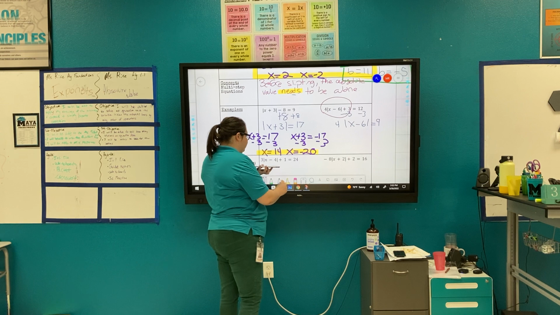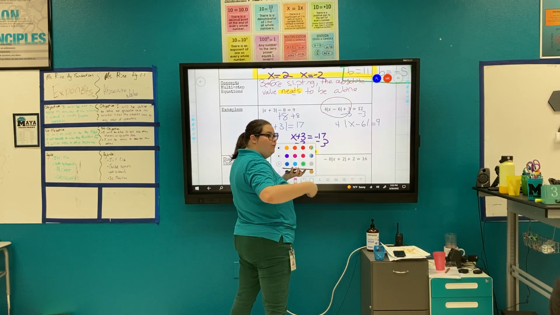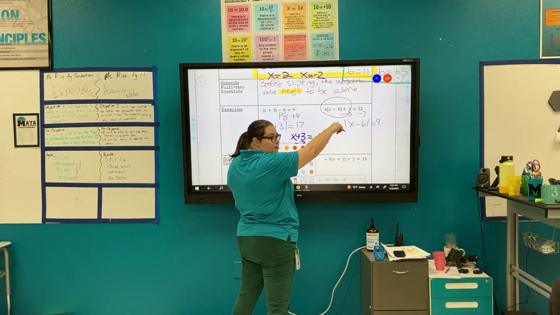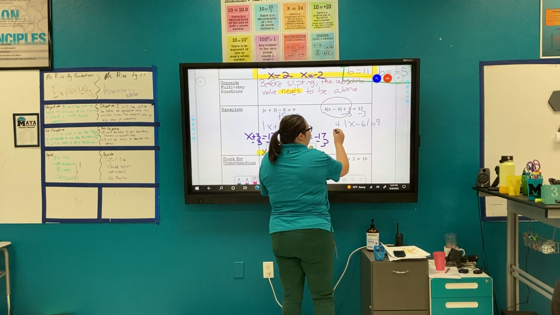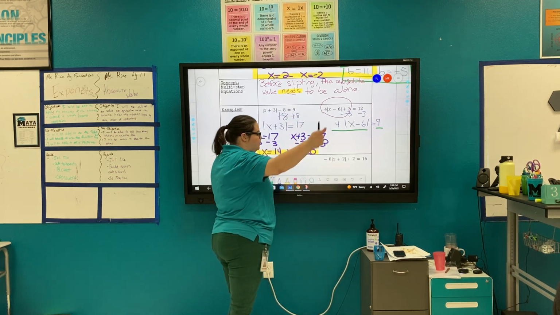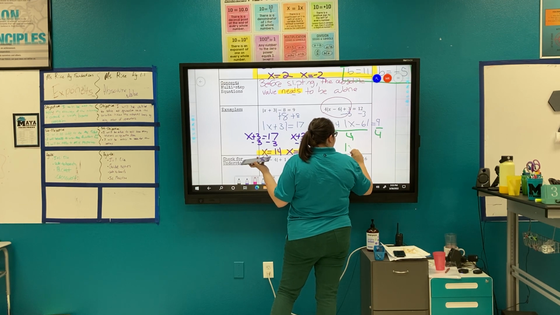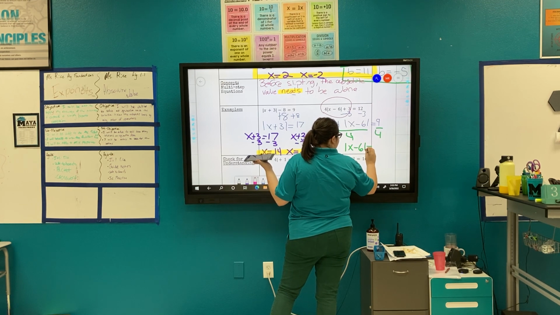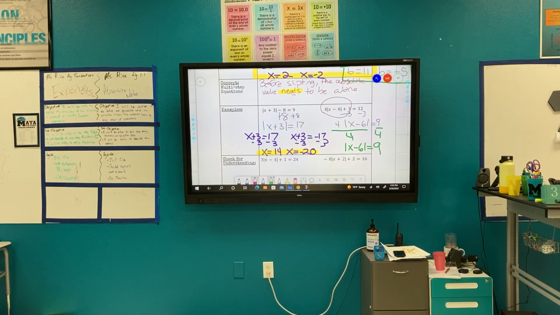So what's happening right now? You have to distribute, so it's distributing, but distributing is the same as what am I doing when I put this inside? Multiplying. So how do I get rid of multiplying? You divide. Perfect. I'm going to divide both sides by 4, giving me absolute value of x minus 6 equals 9 over 4. Is my absolute value now by itself on its own side of the equal sign?